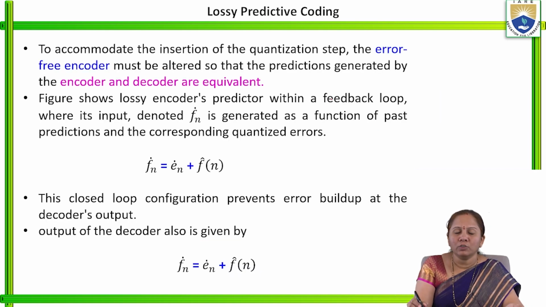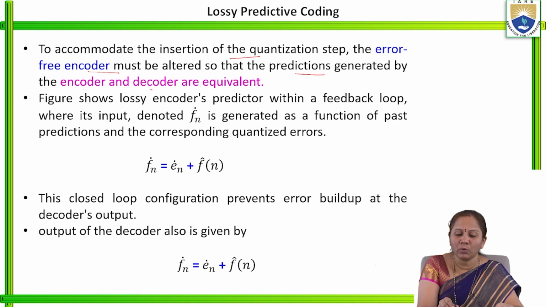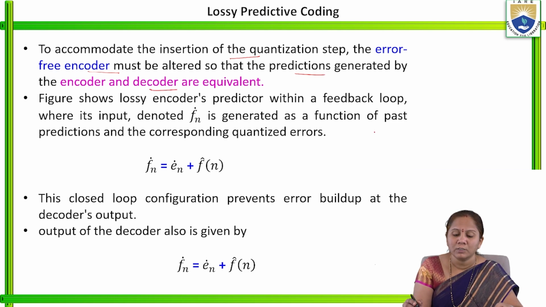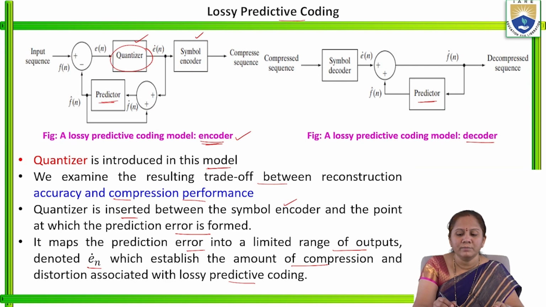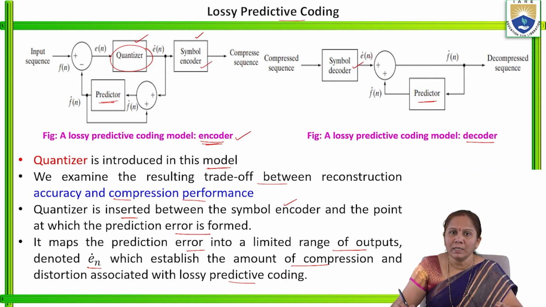So in order to make the e of n, all the output that is coming from the quantizer, e of n dot, is also the error. But here, to accommodate the insertion of the quantizer step, the error-free encoder must be altered so that the predictions generated by the encoder and decoder are the same. If that is the case, the encoder will be error-free. And here is the figure which shows the symbol encoder, and here you can see the symbol decoder.